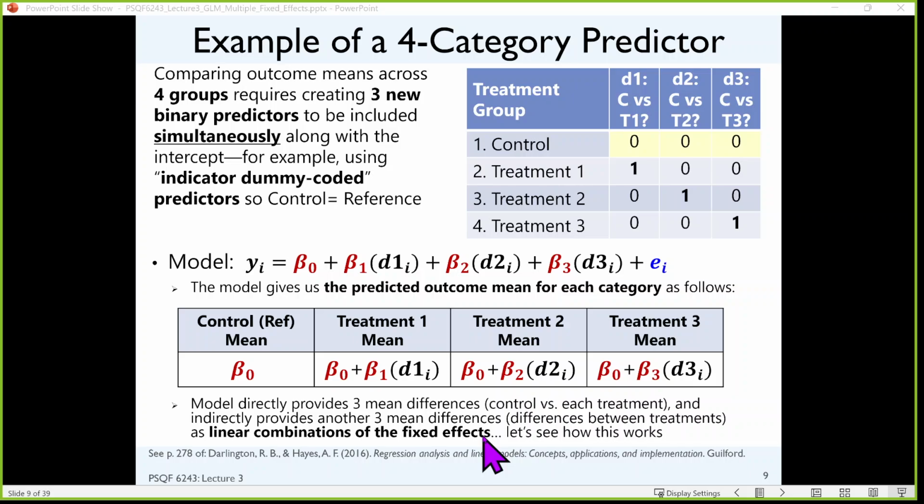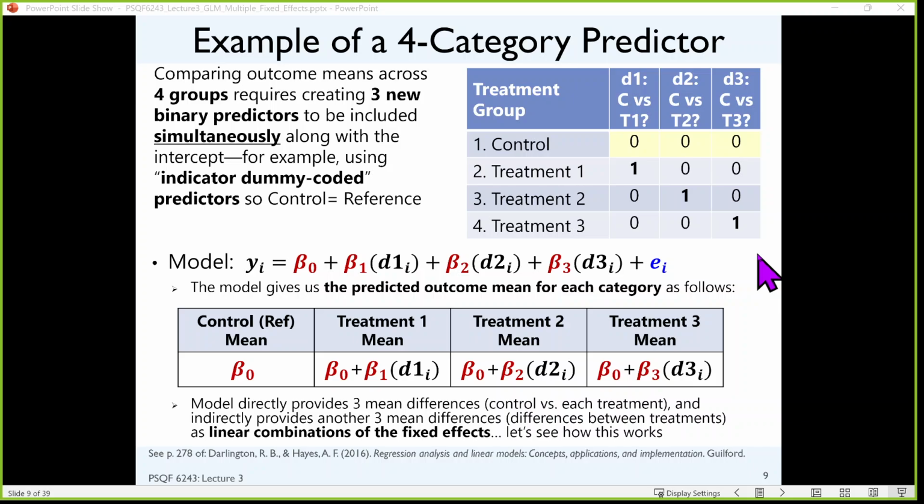3 are given directly. I've got control versus each of the 3 treatments. That's going to show up in my output. How many other differences are there that I might care about? And feel free to read from the screen, or type from the screen, as it were. I've got 3 mean differences given to me directly by the model via these 3 slopes. How many more mean differences between pairs of categories?